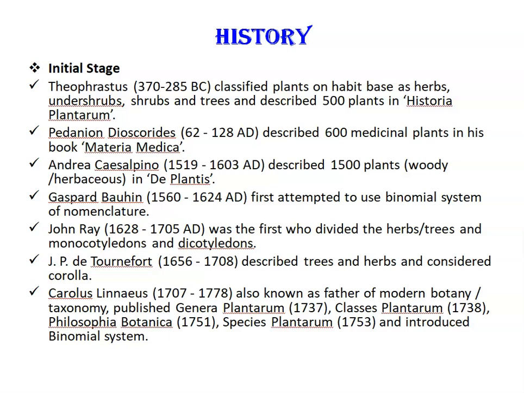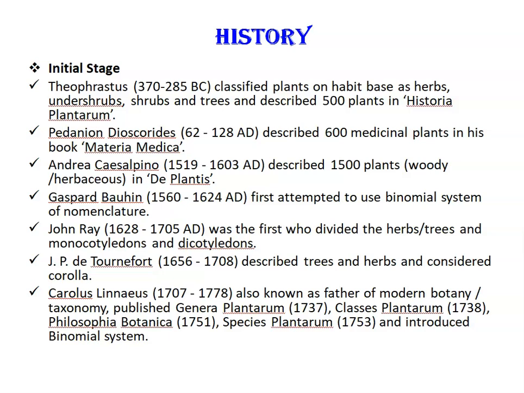Then Gaspard Bauhin, 1560 to 1624 AD. He collected the plants from Italy, France, Switzerland, and he wrote many books also. He was the first who attempted to use the binomial system of nomenclature.